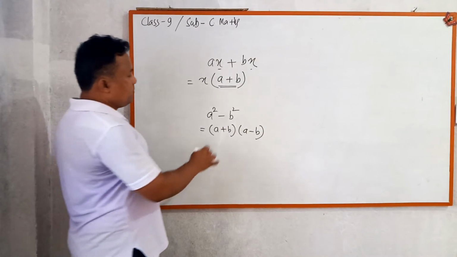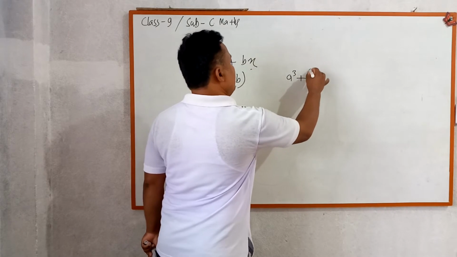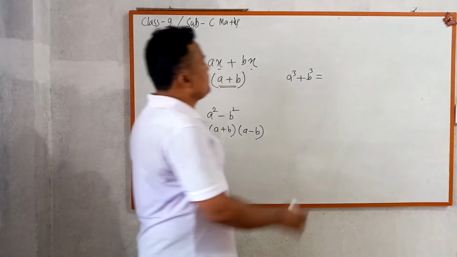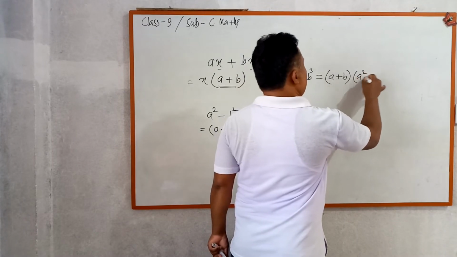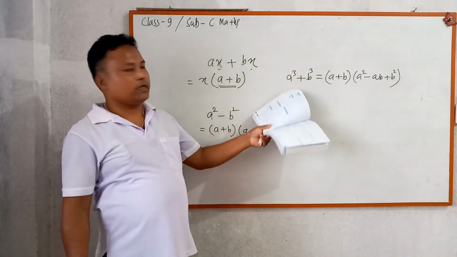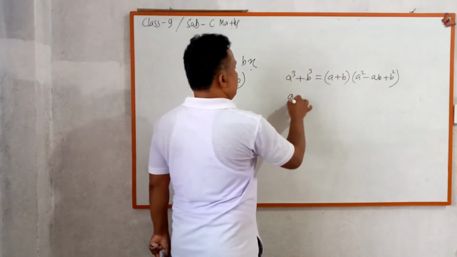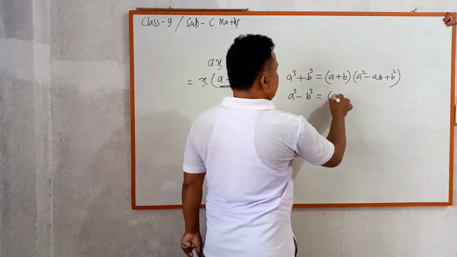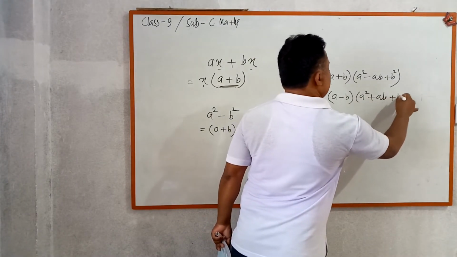And if after taking common it comes in the form of a cube plus b cube, then we can factorize it by applying the formula (a plus b)(a square minus ab plus b square). These are the two factors of a cube plus b cube. And if the expression comes in the form of a cube minus b cube, the two factors will be (a minus b) and (a square plus ab plus b square).